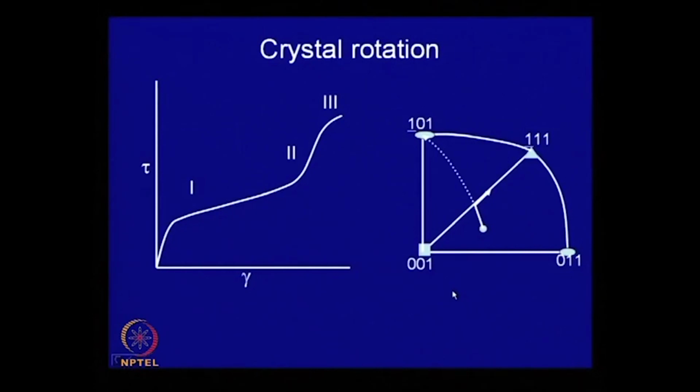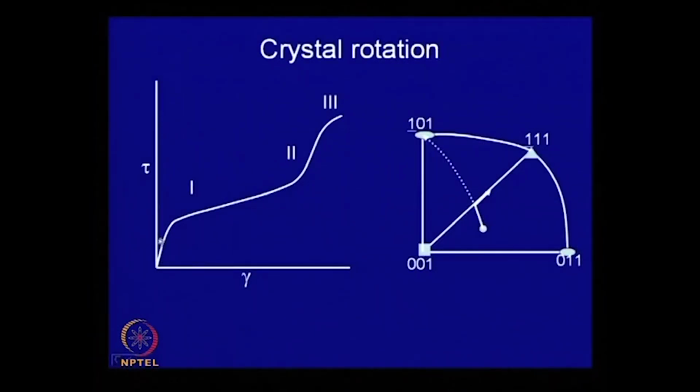So, now let us come back to that crystal rotation. This is the shape of the stress strain diagram. This part is often quite small, and this is the time. This is called the stage 1 deformation, when slip takes place only on one slip system, also called the period of easy glide. So, here slip takes place only on one slip system.